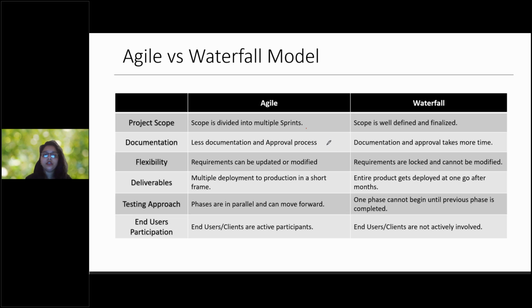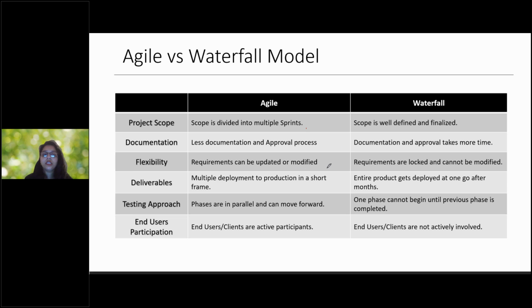Less documentation and approval process. Now imagine you have to go through a requirement of 32 pages versus a requirement of 5 pages at a time. Going through 5 pages at a time is easier than 32 pages of document, which you might be reading for 3, 4, or 5 days. So that kind of approval process and documentation is less in Agile, and in Waterfall it really takes more time.